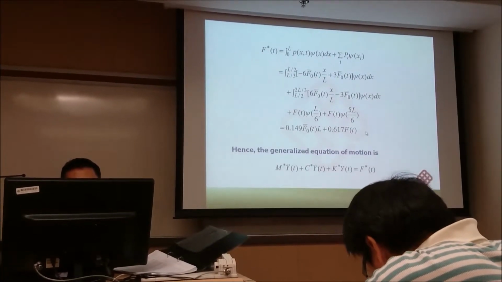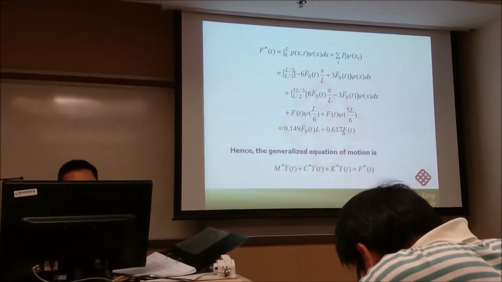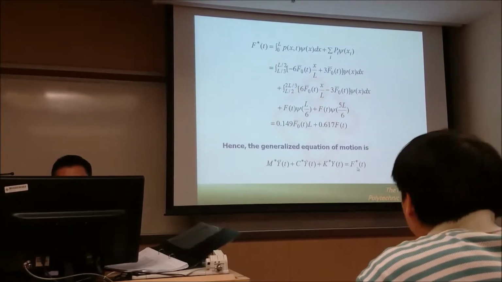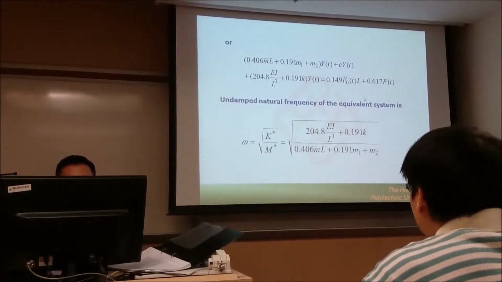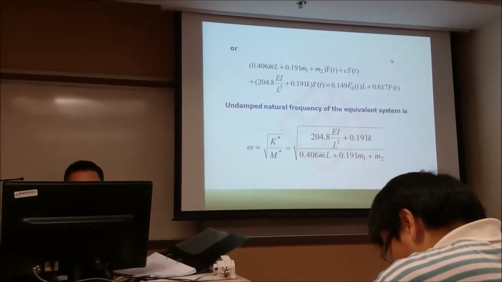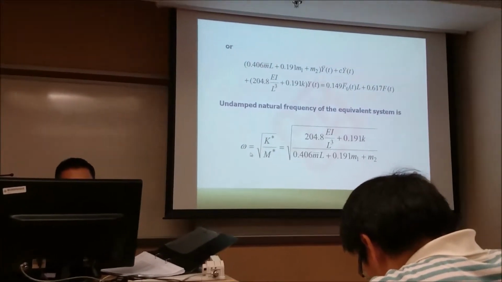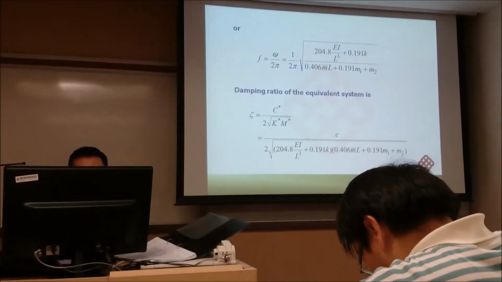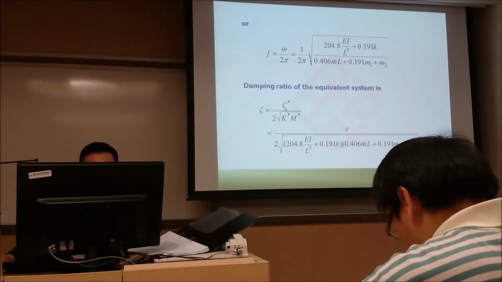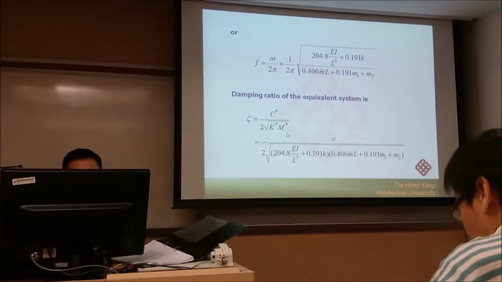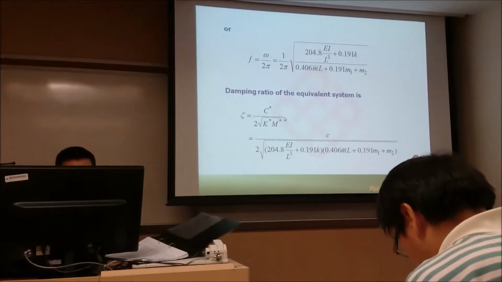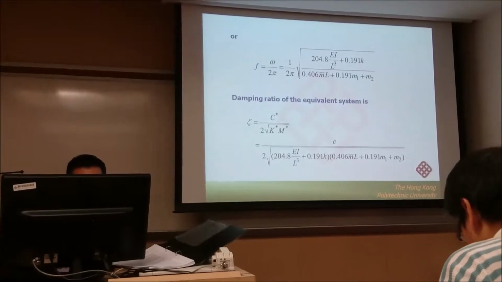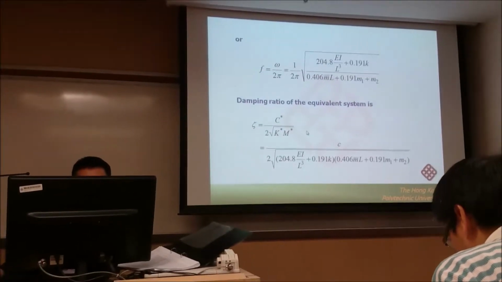So we can obtain the generalized coordinate force. We have obtained the generalized mass, generalized damping, generalized stiffness, and generalized force, so we can write down the governing equation. This is the governing equation. From this equation, you can obtain the undamped natural frequency, the frequency inverse, and also the damping ratio. This is the definition provided for a single degree of freedom system at the beginning of the lecture, so you just need to use the formula given in the previous lecture.